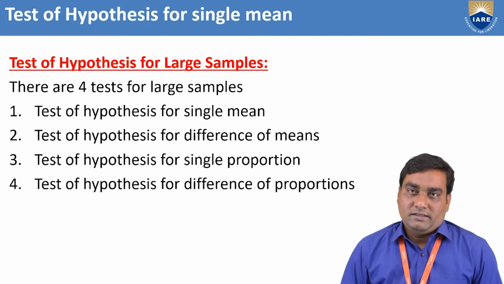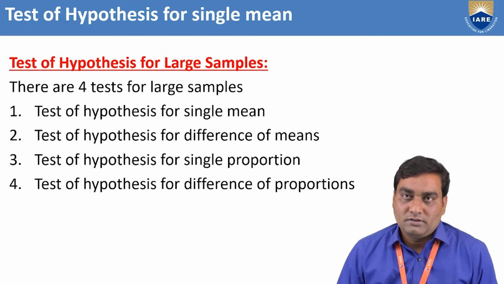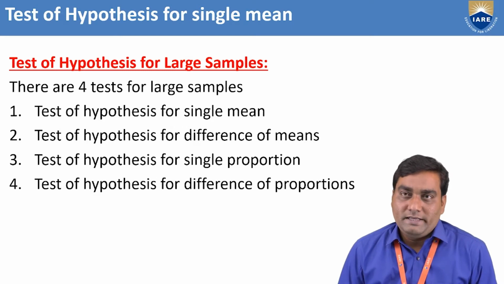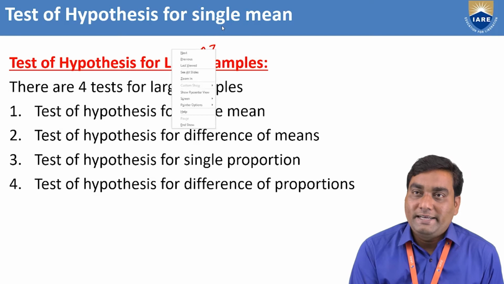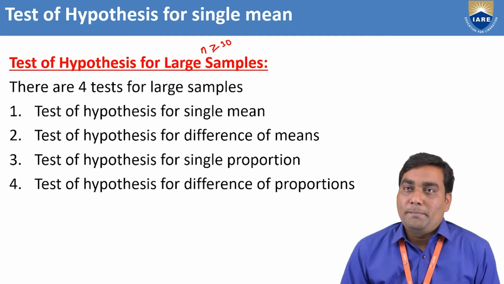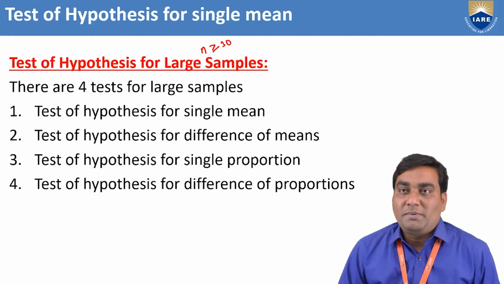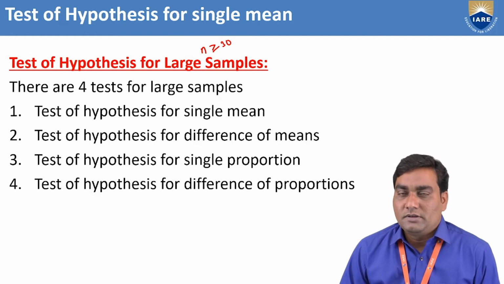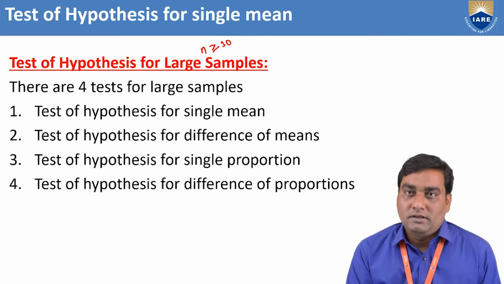Today, our topic is test of hypothesis for single mean. Before going to discuss this one, in the previous session, we discussed test of hypothesis for large samples. Large sample means the sample size is more than or equal to 30. Any sample size equal to 30 or greater than 30, such type of samples are known as large samples. Now we are going to discuss test of hypothesis for only large samples.